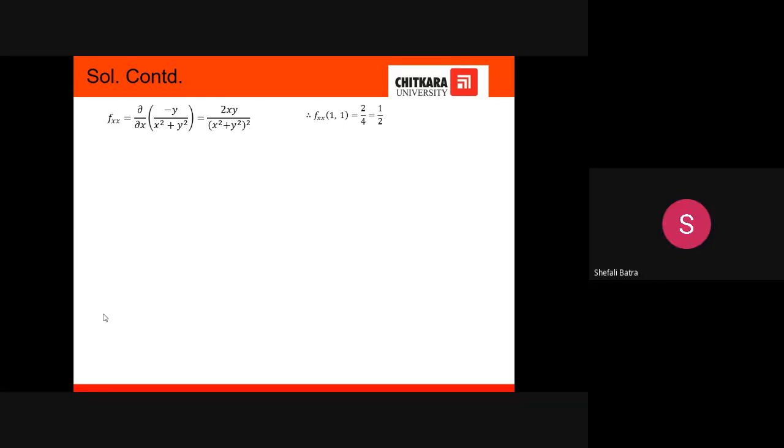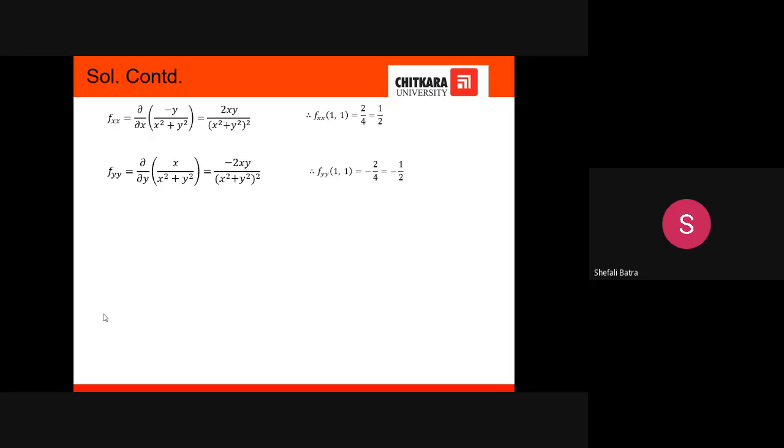F_yy. Minus 2xy upon (x square plus y square) whole square. So that is f of y. Absolutely right, beta. What is the value at point 1, 1? Minus 1/2. So that is minus 1/2. Correct. Next is f of xy.